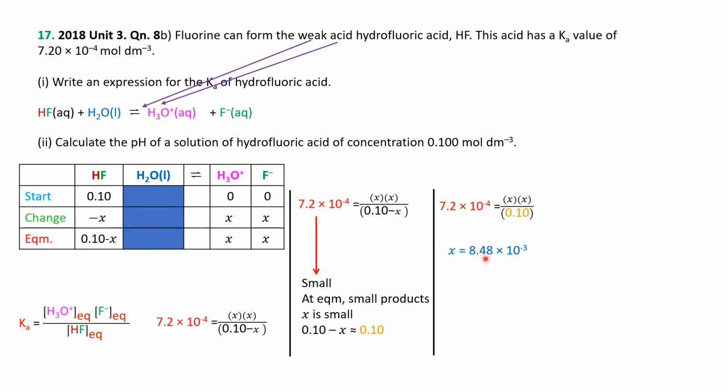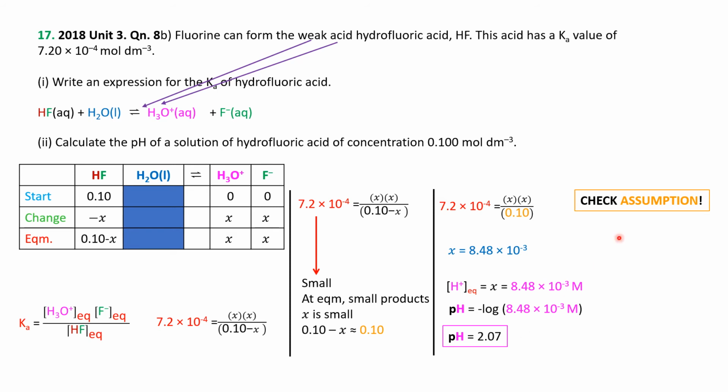So what you've said is that x, 8.48 times 10 to the minus 3, is so small that when we take it away from 0.1, we get 0.1. Well, the trouble is, after we take that through, the pH is 2.07, and then we check our assumption, and what we find is that the error is actually 8.4%. That's too big. You can't make this assumption that taking 0.00848 away from 0.1 is a reasonable measure.